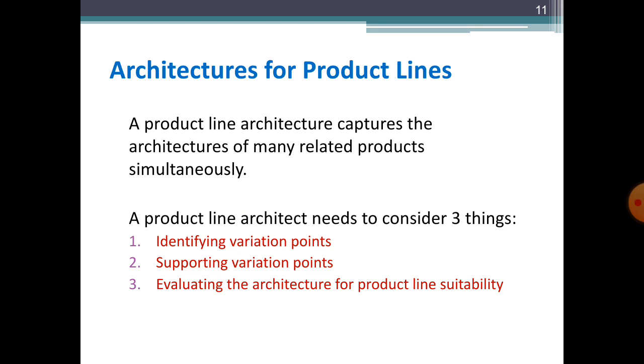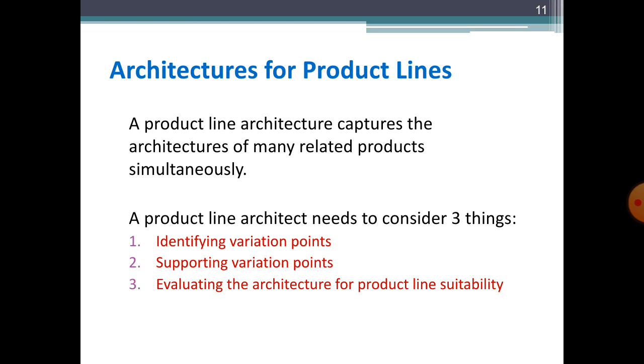So students, a product line architecture actually captures the architecture of many related products at the same time. A product line architecture actually considers three things, not only from my point of view, but from most authors' point of view as well. As software product line is an open topic, different authors have different views as well. So the first one is identifying variation points.